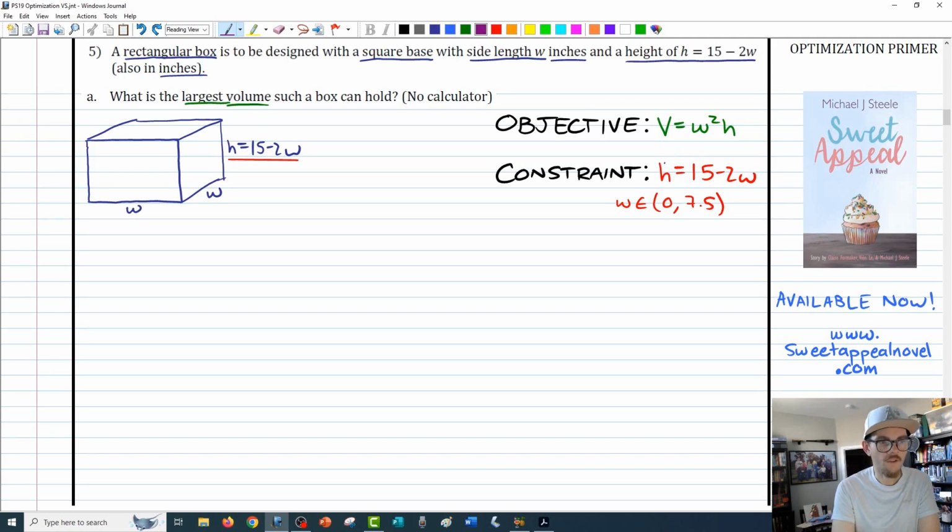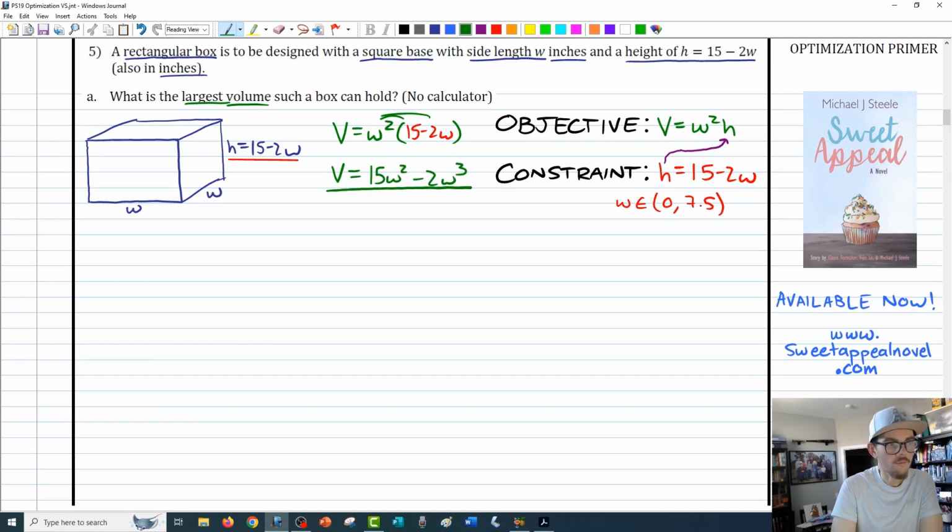Okay, now, we're supposed to bring all this information together into a singular equation. And of course, I think you can anticipate this. We're going to plug h in right over there, just like we've done a few times. V is going to be w squared times h. As we said before, our h is 15 minus 2w. And I'm going to go ahead and distribute in w squared. We're going to get V as a function of w as 15w squared minus 2w cubed.